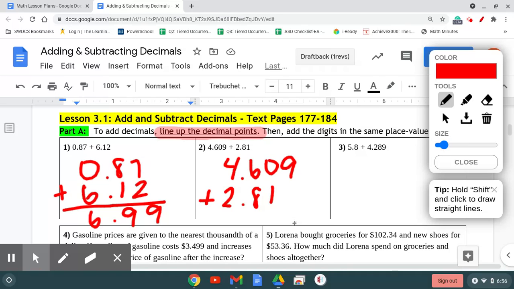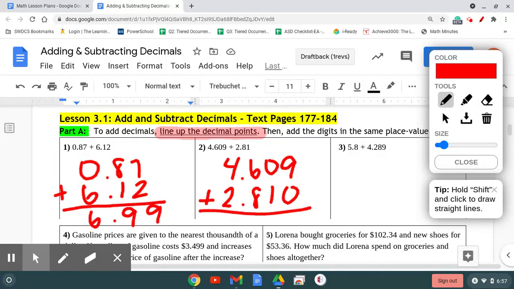What can I always add when I finish my numbers on the left side of a decimal? What number can I always add? I can always add 0. Now I'm all set up. I have numbers in each place value, so now I can add.